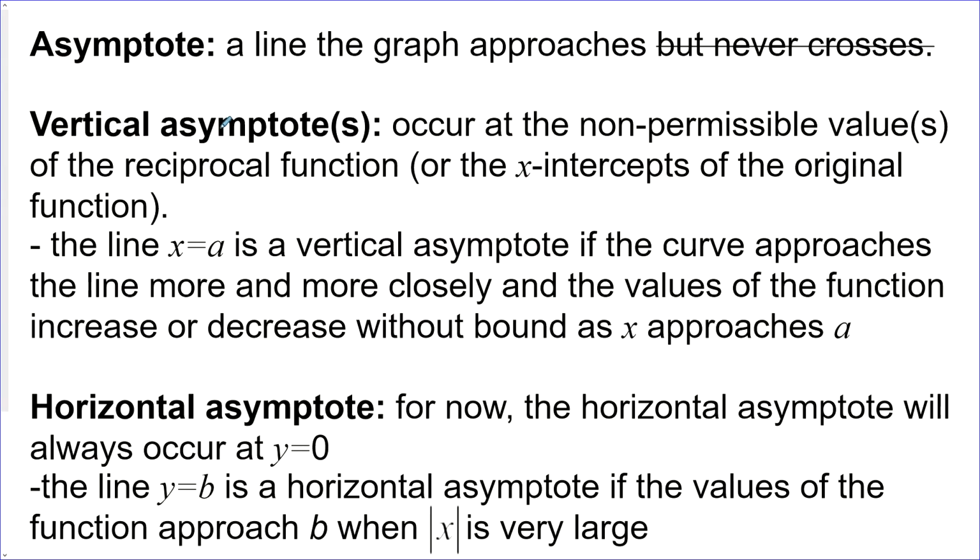Normally asymptotes are defined as a line that the graph approaches but never crosses, but we know that horizontal asymptotes can be crossed or can be touched. So a little bit of a bad definition there that most people use. Vertical asymptotes, this is true. It can never cross it. So the vertical asymptotes occur at the non-permissible values of the reciprocal function, which were, very important, the x-intercepts of the original function. Horizontal asymptotes. For reciprocal functions, the horizontal asymptote will always be at y equals 0, or the x-axis. So very easy to remember.